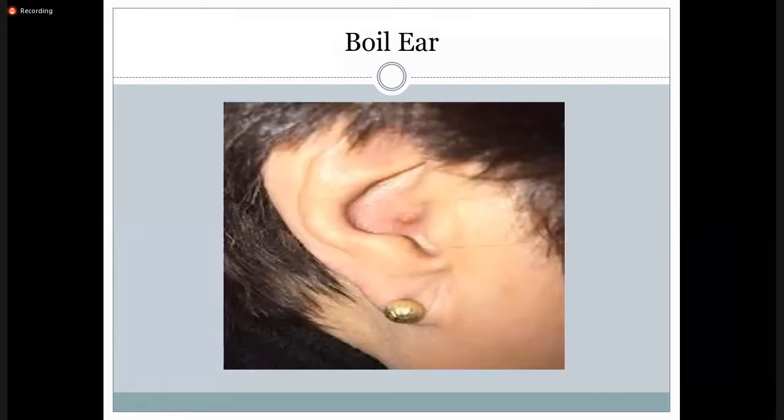So next, this is a picture of the boil ear. It is just at the meatus, that is the gateway to the external auditory canal. As you can see, it is also simply called a pimple. Pimple in the external auditory canal is just at the opening. It is about to suppurate. When the fluctuation is positive, the pus may burst out of it, and sometimes may need incision and drainage.